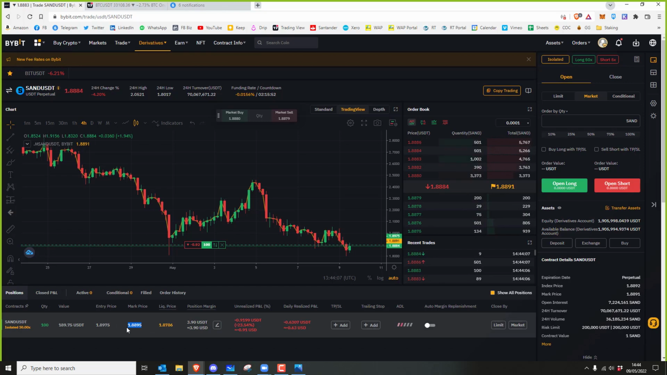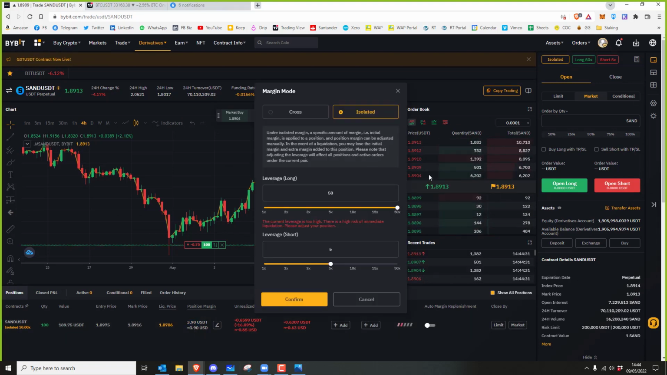So the price here is 1.87. Yeah, I can have 50x leverage, but if the market price goes down even basically $1, the trade is bombed out. But look at the position margin. To have the same trade, to buy 100 SAND, it's only used $3.90. You do not want crazy leverage.